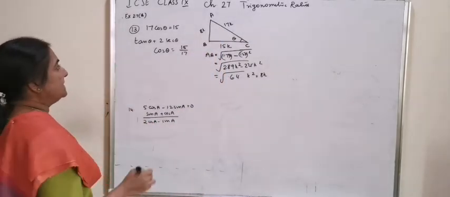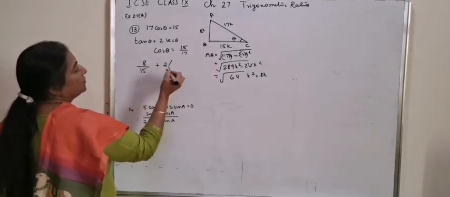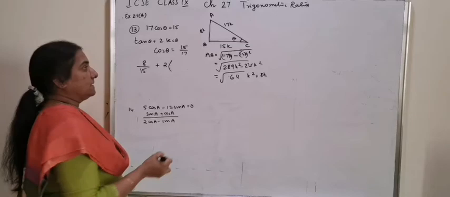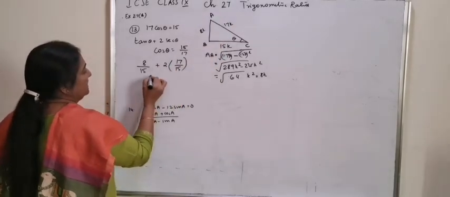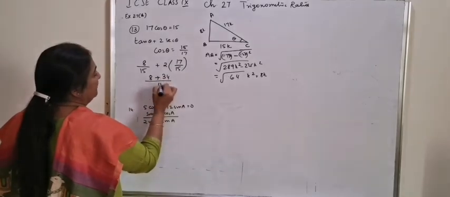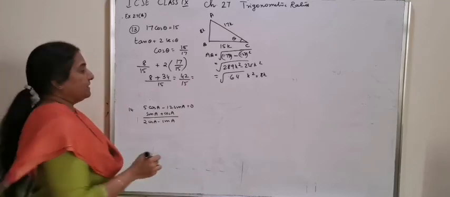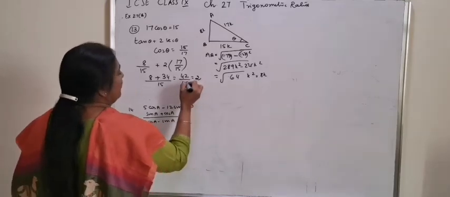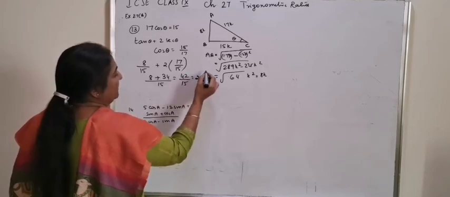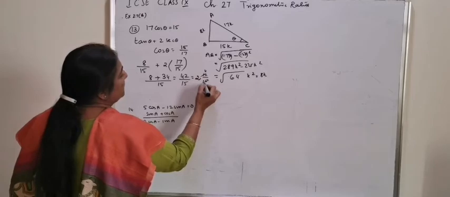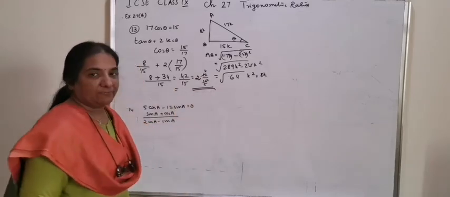Now the value of tan theta. Tan theta is 8 by 15 plus 2 into the reciprocal of cos theta. Cos theta is 15 by 17, so the reciprocal is 17 by 15. It is 8 by 15 plus 34 by 15, that is 42 by 15. As a mixed number, 15 twos are 30 and then 12 by 15. You can reduce it by 3 to get 4 by 5, so it is 2 and 4 by 5.